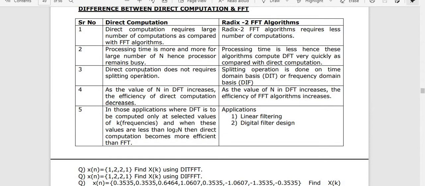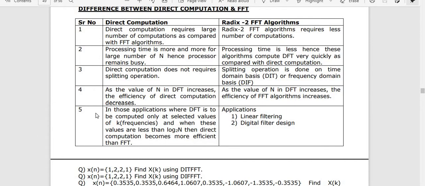Fourth point on both, students, is that as the value of N in DFT increases, the efficiency of direct computation decreases. Whenever we try to find out their efficiency, we see the N values in DFT are increasing. Whereas in Radix 2 FFT, as the value of N in DFT increases, the efficiency of the FFT algorithm also increases because it requires fewer computations. That's the reason: if the value of N in DFT is increasing, the efficiency of FFT also increases, because we only need to draw the graph. Whereas suppose you take N equals 8 samples for the discrete Fourier transform, solving stage 1 only will take a lot of time for finding X of 0, X of 1, X of 2, because for every value we have to substitute and find the answer.